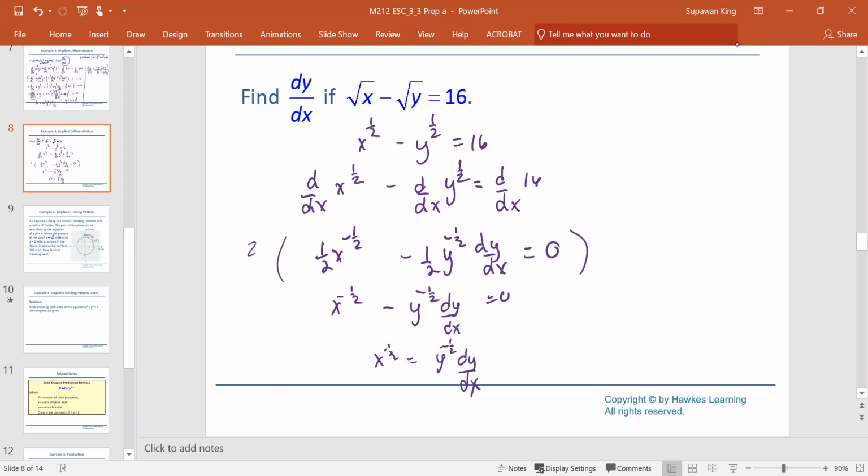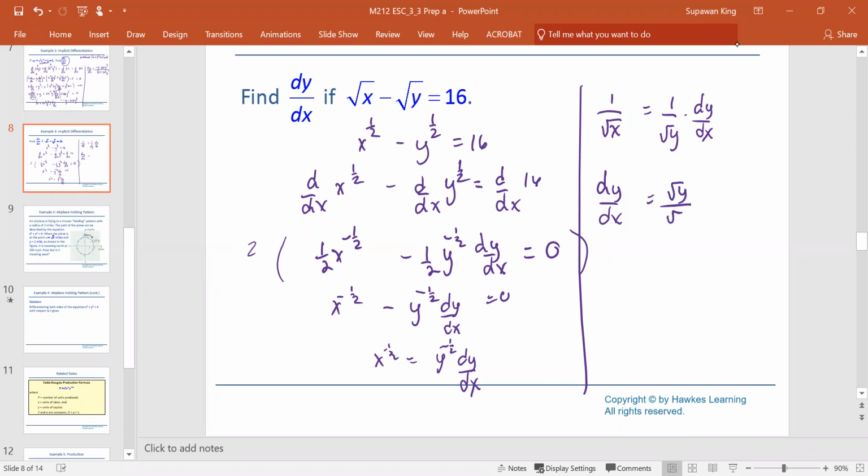And negative power means the reciprocal. So 1 over square root x on the left equals 1 over square root y on the right, which is multiplied by dy by dx. Now we are going to solve for dy by dx. To get dy by dx alone, we have to get rid of the 1 over square root y by multiplying both sides by square root y. Therefore, dy by dx is square root y divided by square root x.